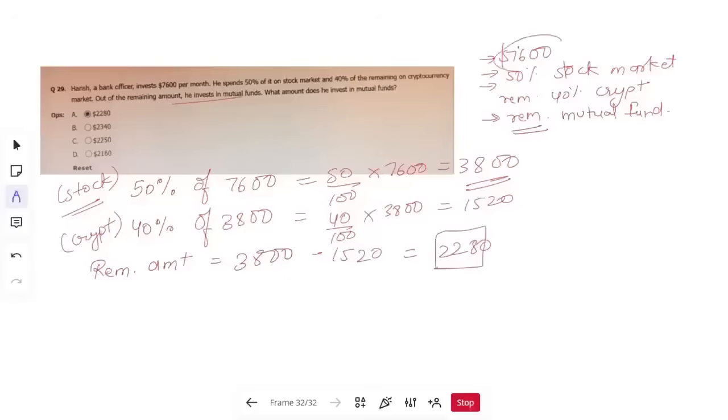See, initially he had 7,600. Out of that, 50% he invested in the stock market, which means 3,800 he invested in the stock market. We were left with 3,800 more. So out of that, 40% he will invest in cryptocurrency, which means 1,520 he will invest in cryptocurrency. So out of the remaining 3,800, if 1,520 is gone, we are left with 2,280. So this is the amount that he is left with, and he will invest all of this in the mutual fund. So the correct answer is going to be option A.